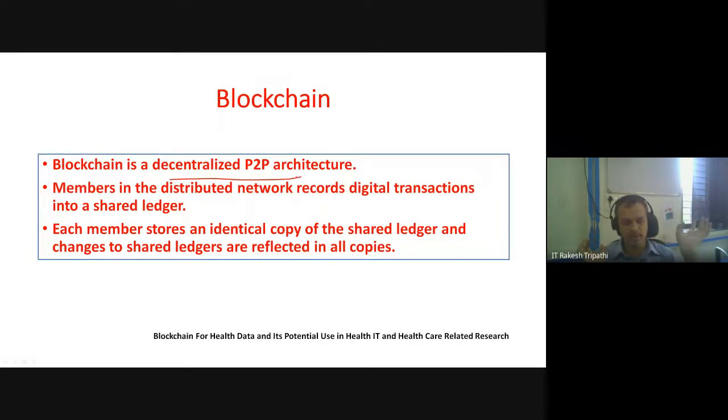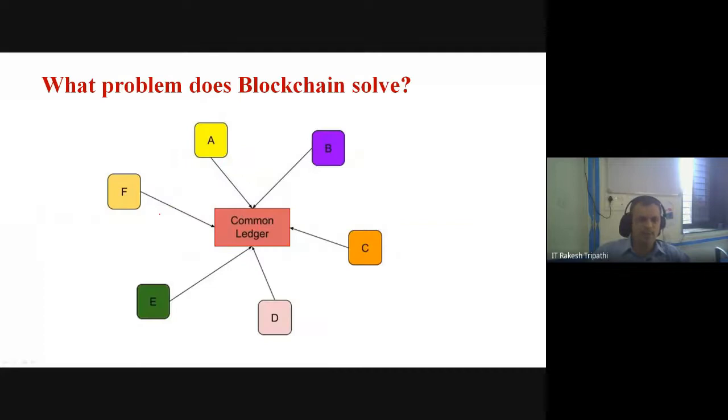So in public blockchain, anyone can write. In private blockchain, I will tell you what is public and private. In private, there is a set of designated nodes only who can write. There is no central body who is writing. So members in the network record the digital transaction in a shared ledger, okay, and all of them will have the same copy. What do I mean by this?